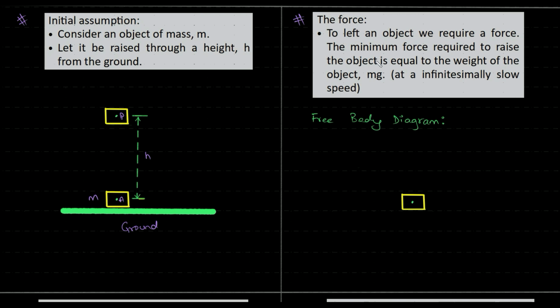The force that we are applying: to lift an object, we require a force, which is true. The minimum force required to raise the object is equal to the weight of the object, which is mg. Sounds right? We just saw that. By doing so, we are lifting at an infinitesimally slow speed.